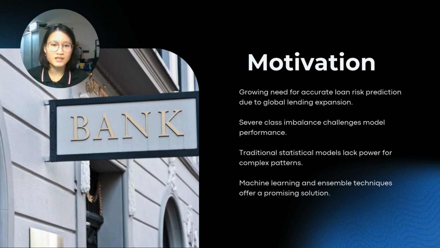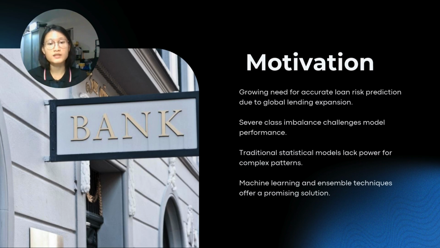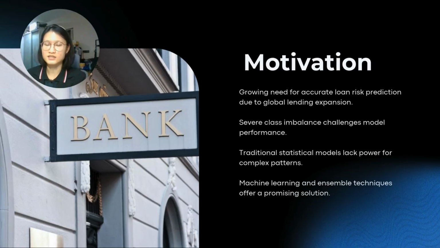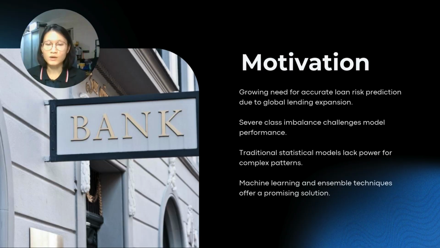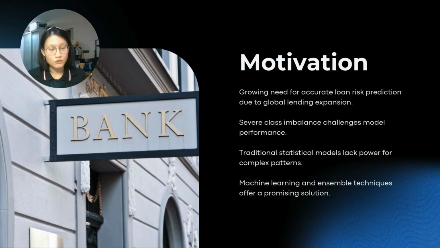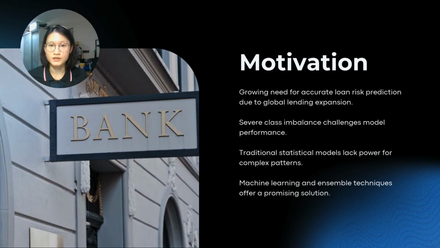Traditional statistical models like logistic regression also lack the power to capture complex patterns in financial data. So this is why we turn to machine learning and ensemble techniques, which offer a promising solution to improve prediction and help lenders to manage risks more effectively. So next, we'll define the problems.